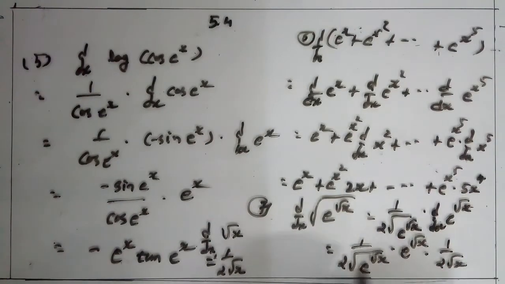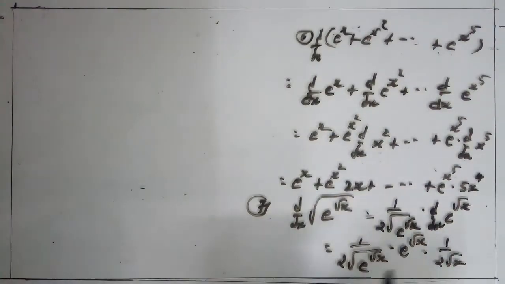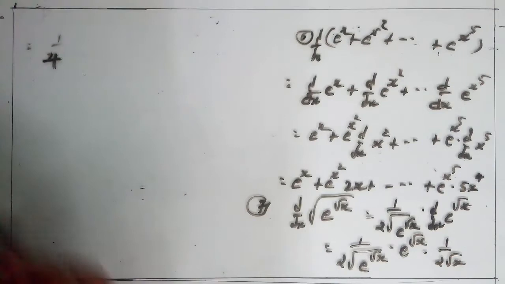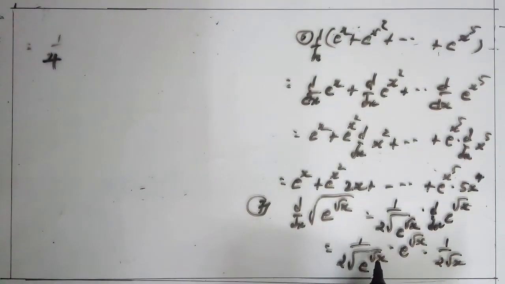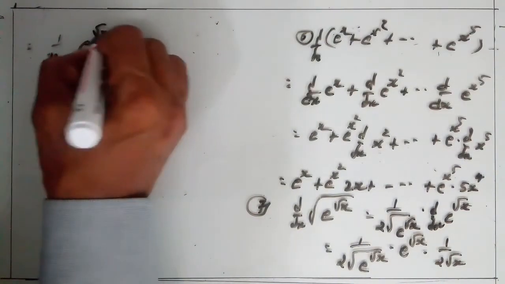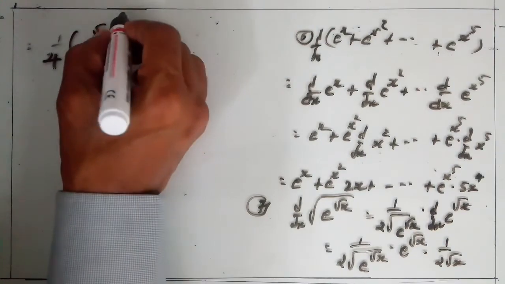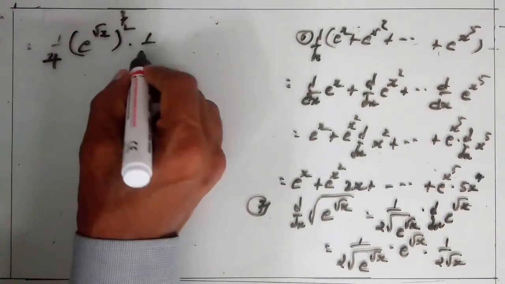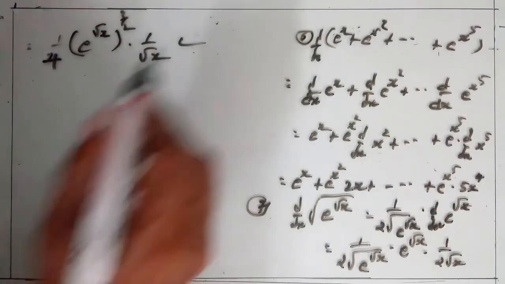Clear? Here 2 into 2 is 4, and simplify this. So here it becomes 1 upon 2 into 2, that is 4, e^(root of x) to the power 1/2 and e^(root of x) to the power 1. So e^(root of x) to the power 1 plus 1/2, that is 3/2, into 1 upon root of x into 1 upon root of x. So this is the answer. Clear this?